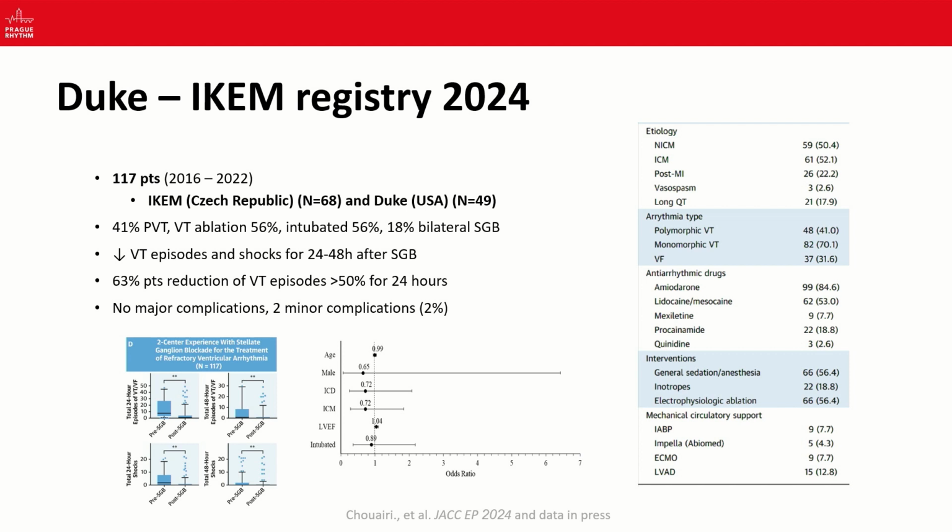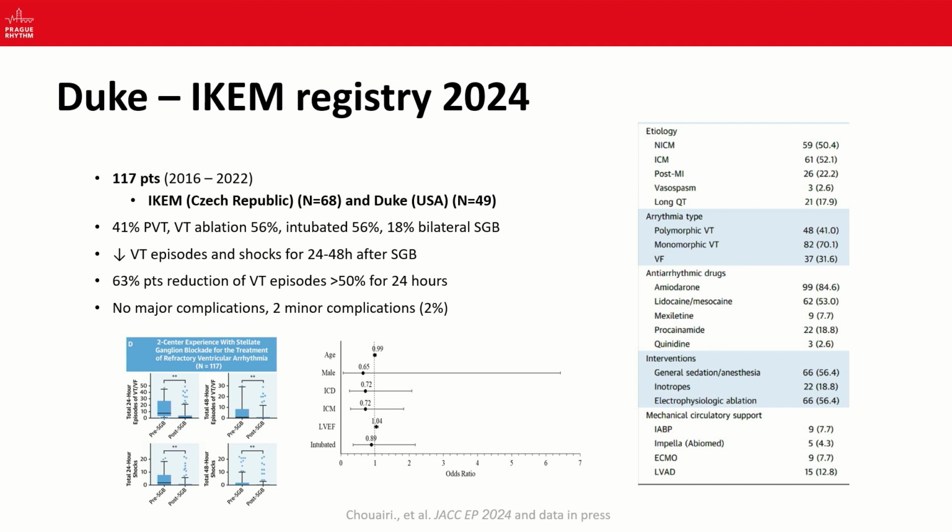Most recently, published data come from a joint effort of our center together with the Duke Heart Center. We collected together 117 patients. 68 came from ICAM and 49 from the Duke Heart Center. 56 of the patients underwent VT ablation. 56% were intubated. 18% had a bilateral blockade.